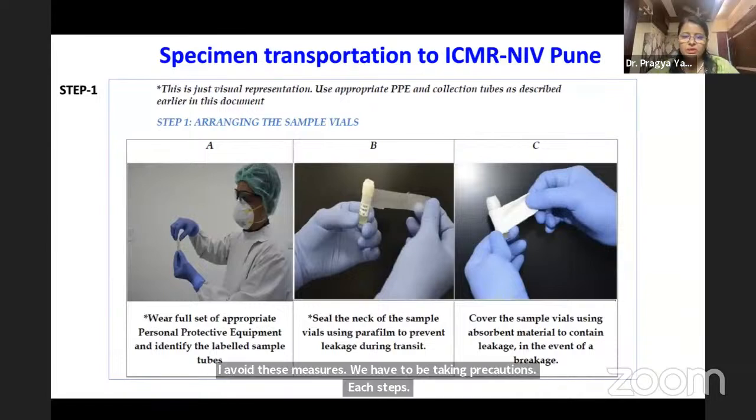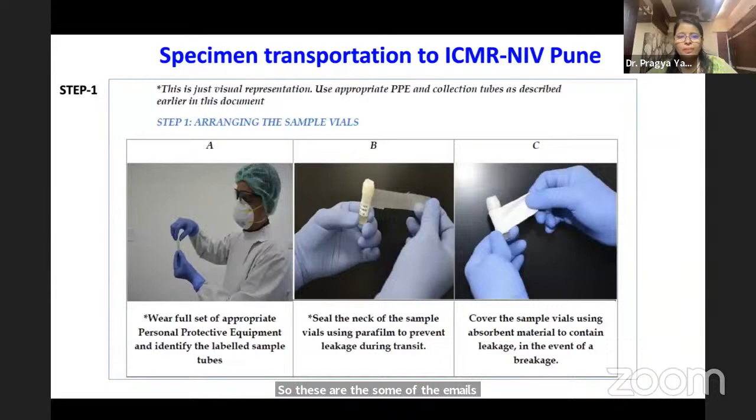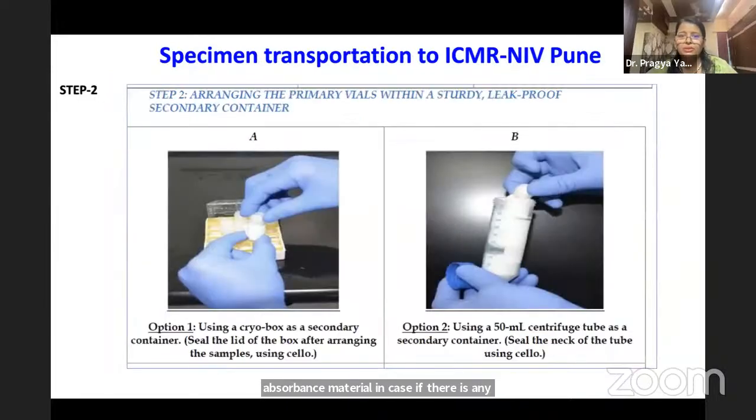So these are some of the images which I would like to show you quickly, of how you can use the laboratory material in the hospital to collect the samples. You have to wear full PPE so that you can protect yourself and also the sample. Then you collect the specimen, you put a proper label on each sample, and seal the neck of the sample so that it doesn't leak. At the same time, make sure that the label is visible. Then cover the samples using absorbent material. In case any leakage or breakage happens, all the material gets soaked in. It doesn't transmit or contaminate other tubes with the first one.